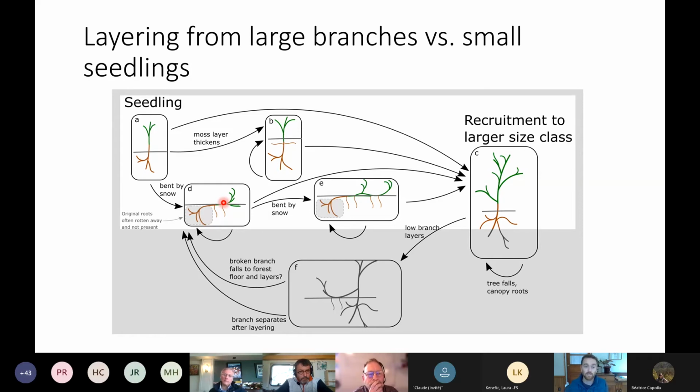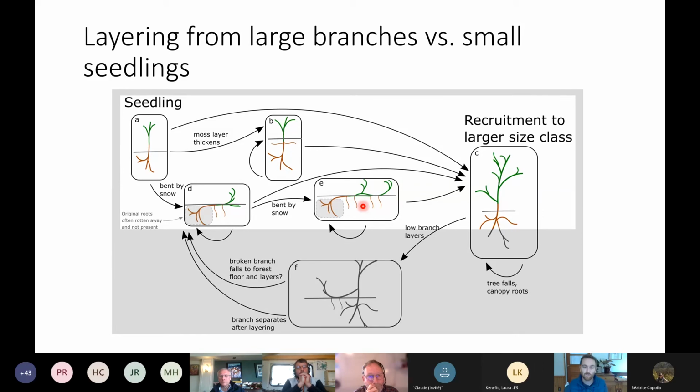And then what we think leads to some more of the complexity we see out there is that that happens again. So maybe it survives for several years in this first state and starts to grow tall again, but then something else causes it to bend down again. And now we can apparently have two layers that are connected, and we have two events of adventitious rooting here. And that can happen many, many times.